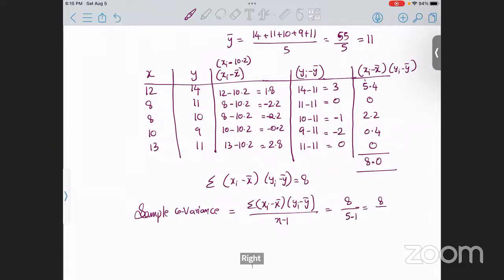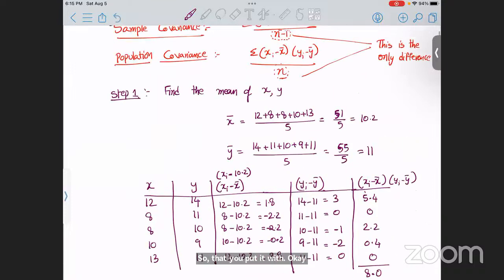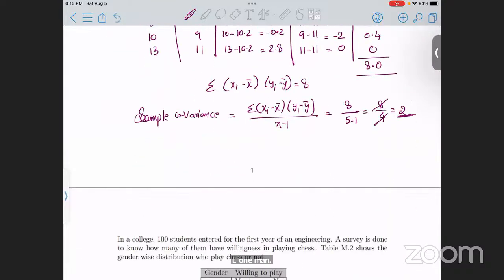So 8 divided by 4, that equals 2. Clear, everyone? Okay, we'll move on to the second question.